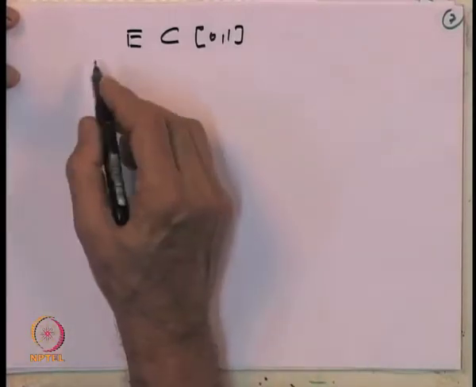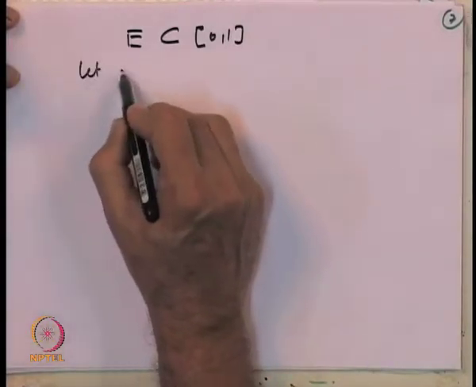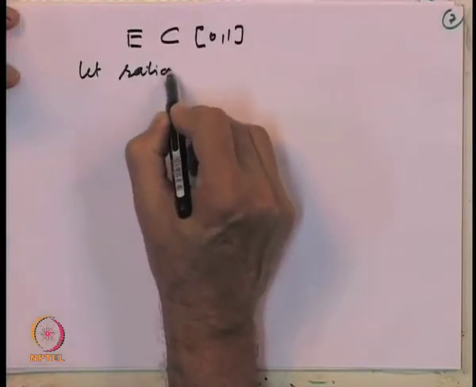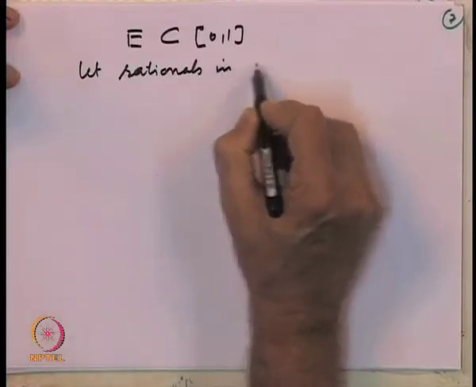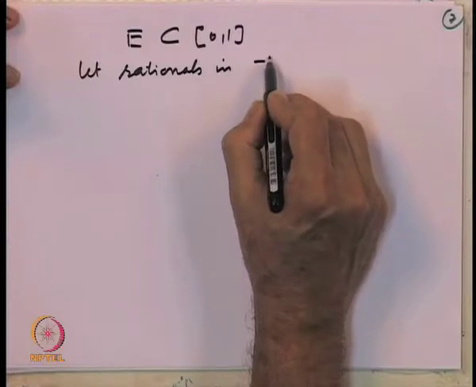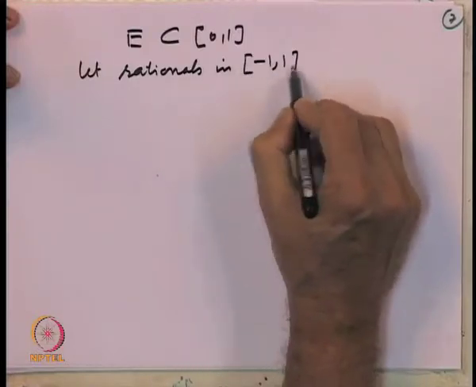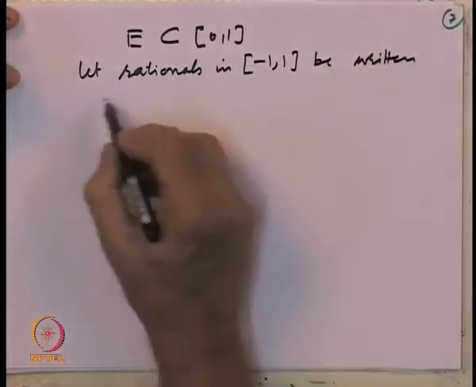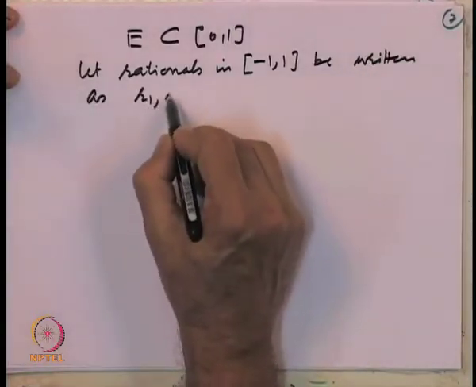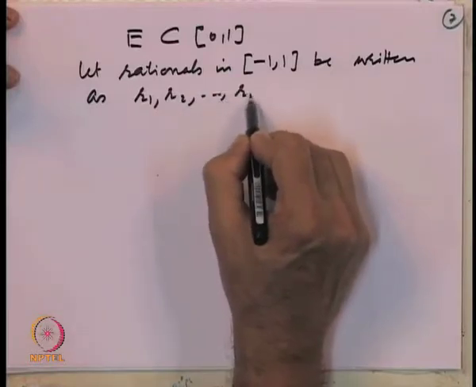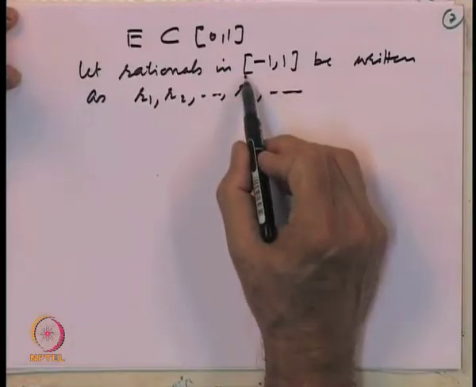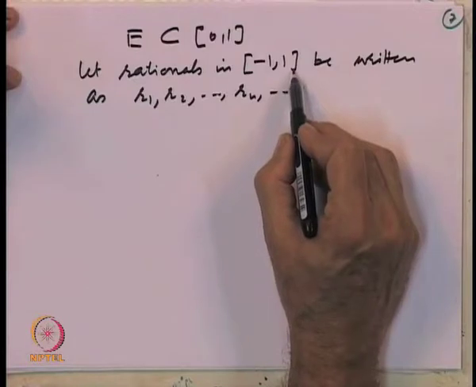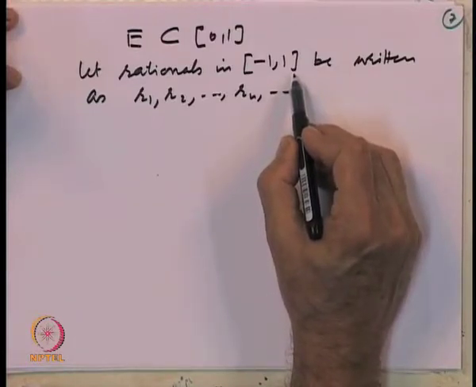Let us write. Let the rationals in -1 to 1 be written as r 1, r 2, r n and so on. The rationals in the interval -1 to 1 form a countable set, so they can be enumerated, written in the form of a sequence.